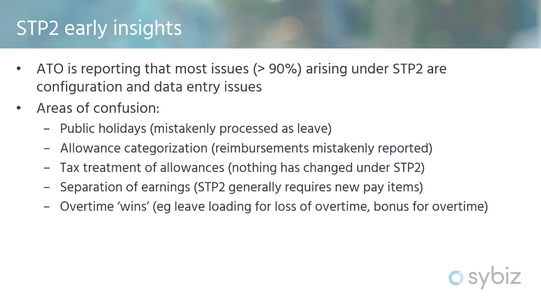And also the separation of earnings is the big thing as well. If you get away with STP2 reporting without requiring new pay items, it'll be a miracle. The ATO does have a page. We've got a link for that. It has, I think, up to around 155 different types of pay items and the treatments, so that's a little bit of a Bible as to guidance on how to set up different earnings and allowance items for STP2. And I've mentioned overtime already, but overtime is one of those confusing things within STP2.